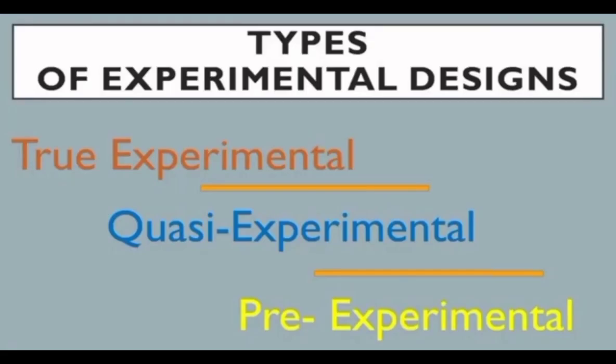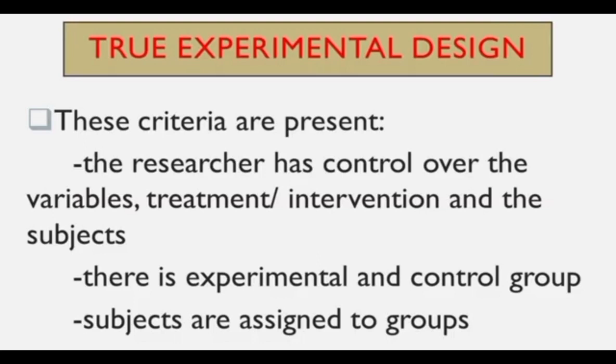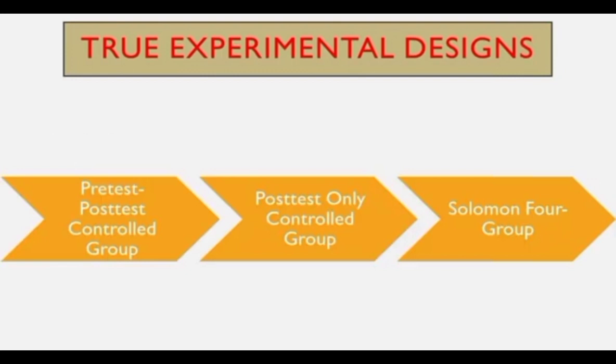In true experimental design, these criteria are present. 1. The researcher has control over the variables, treatment, or intervention and the subject. 2. There is an experimental control group. 3. Subjects are randomly assigned to groups. True experimental design has three types. First, the pre-test post-test control group design. Second, the post-test only control group design. And lastly, the Solomon four-group design.